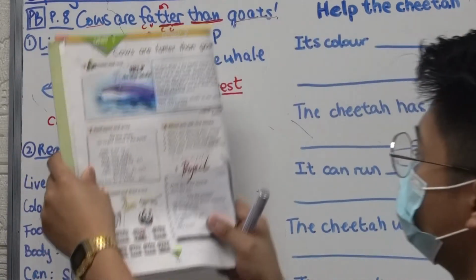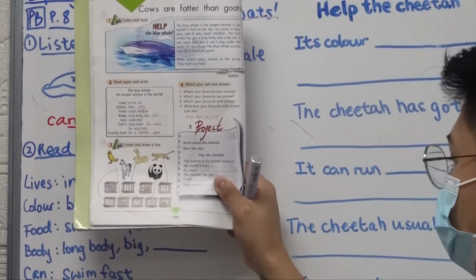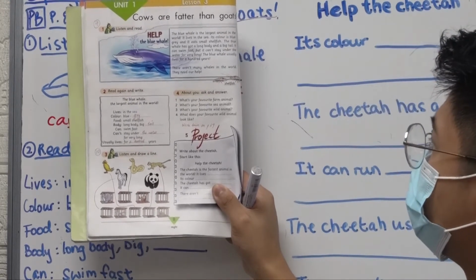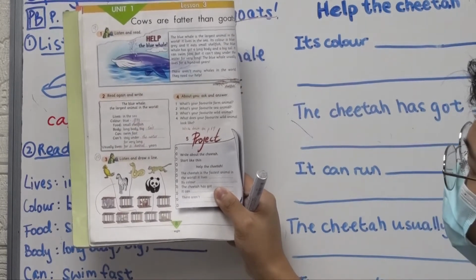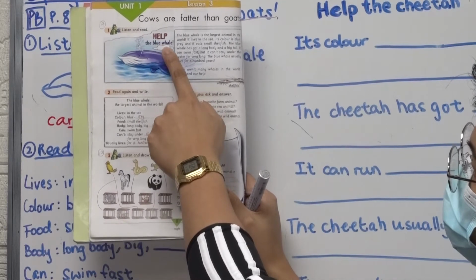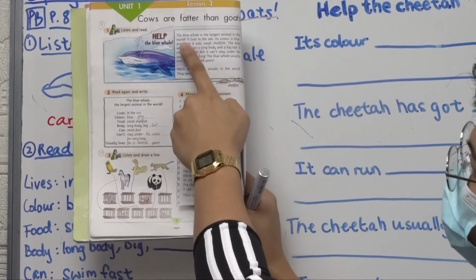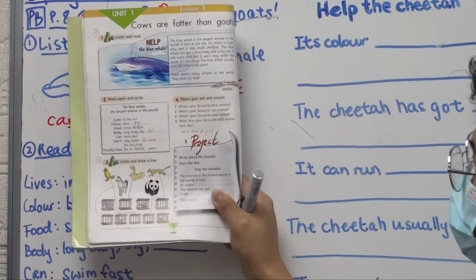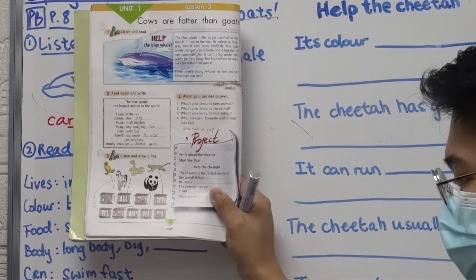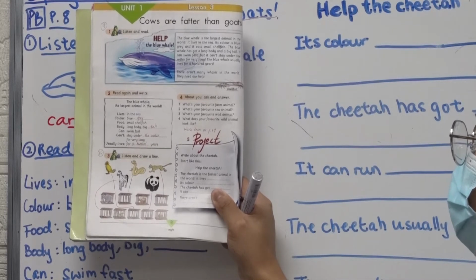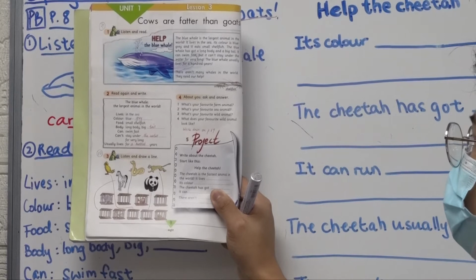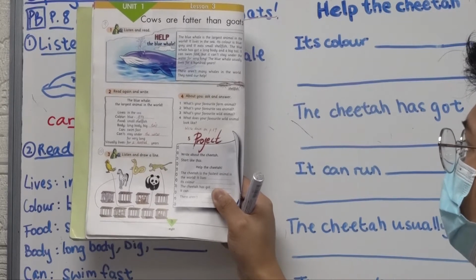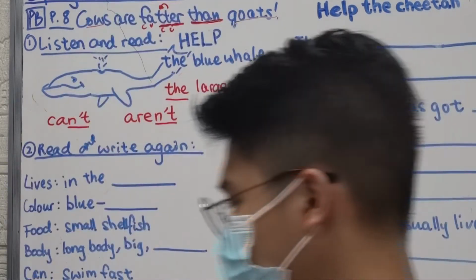Unit 1, Lesson 3. Cows are fatter than goats. Exercise 1, page 8. Listen and read. Help the blue whale. The blue whale is the largest animal in the world. It lives in the sea. Its color is blue-gray and it eats small shellfish. The blue whale has got a long body and a big tail. It can swim fast, but it can't stay under the water for very long. The blue whale usually lives for 100 years. There aren't many whales in the world. They need our help.